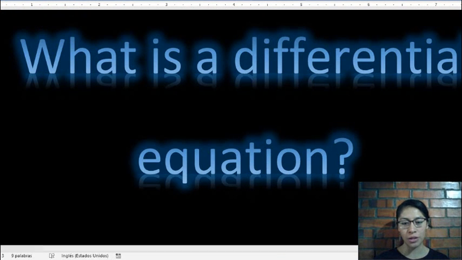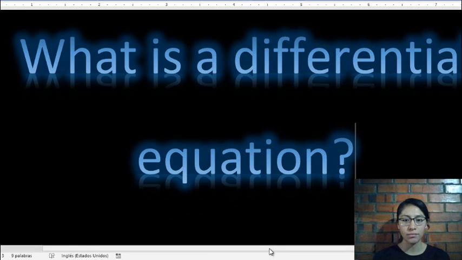A differential equation is an equation that relates non-trivially an unknown function and one or more derivatives of this function. If the unknown function depends on a single variable, the differential equation is called ordinary. On the contrary, if it depends on more than one variable, it's called partial.